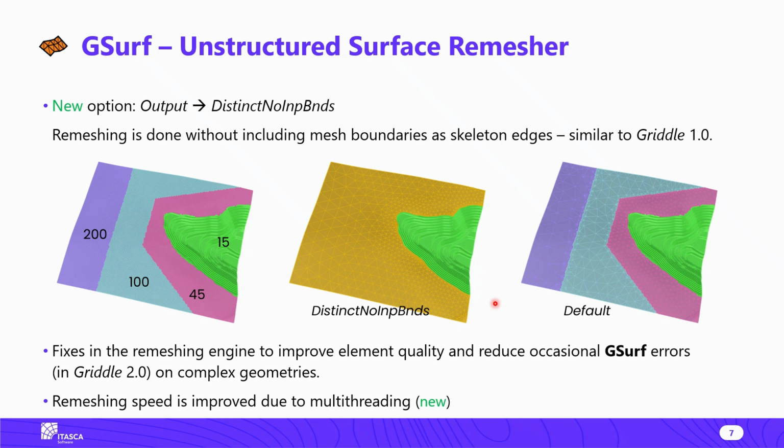Another thing that gsurf provides is more fixes in some specific cases where a remeshing engine could potentially fail. So now it's improved, and it improves element quality as well, and it is more stable on complex geometries. Also, remeshing speed is improved due to multi-threading, which is quite noticeable on large models. This is all about gsurf, and let's switch to the next item.